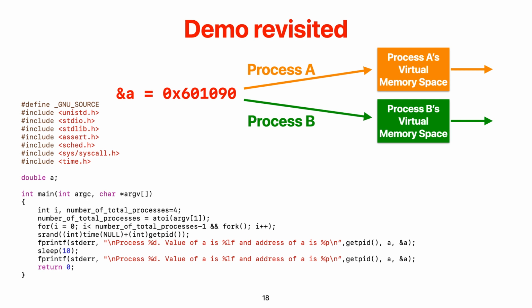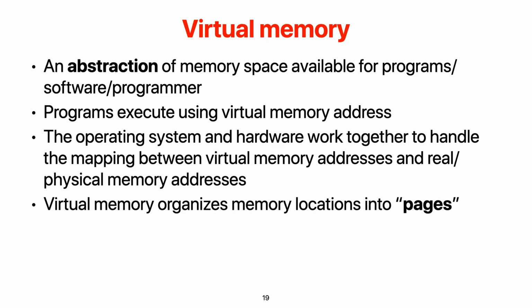So that's how we support the isolation of processes through virtual memory. Now, let's summarize the virtual memory abstraction. It is an abstraction of memory space available for programs, or say programmers, that you can use. Thinking about the first example, when we use malloc, when we write that program, we never have to worry about how much physical memory we installed.